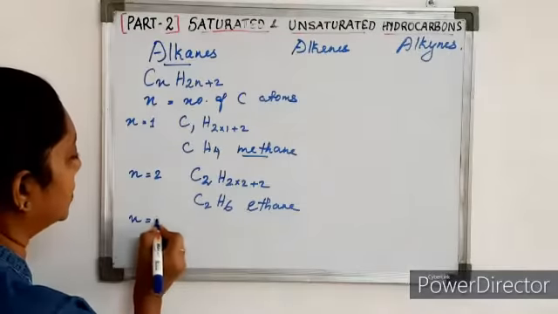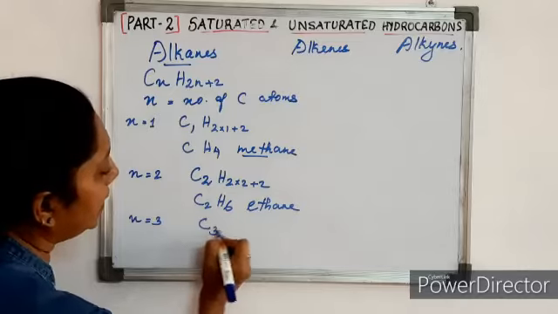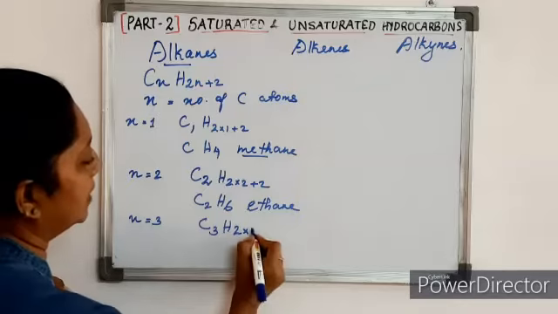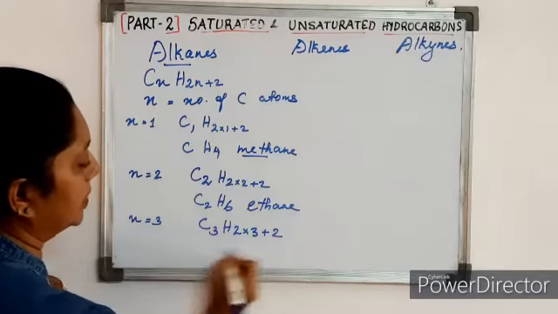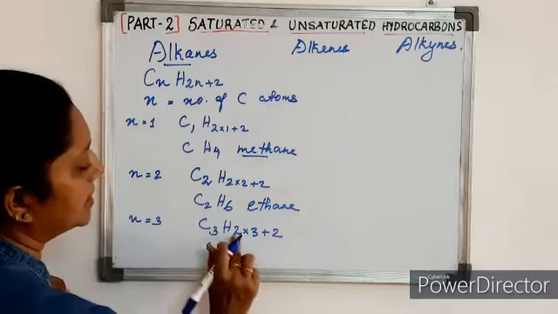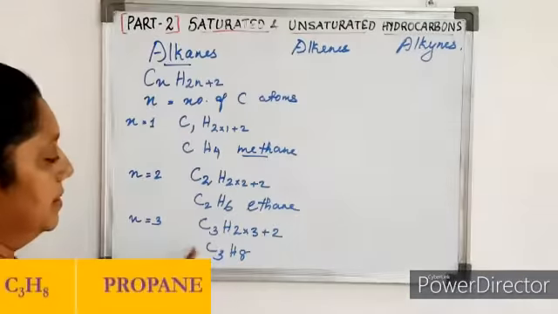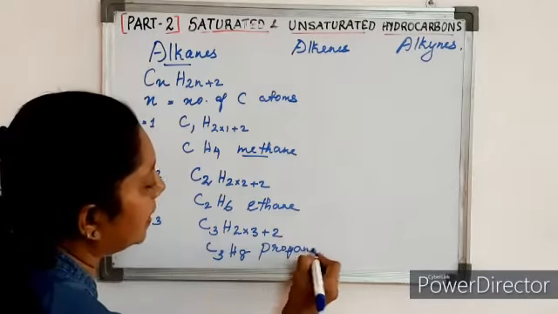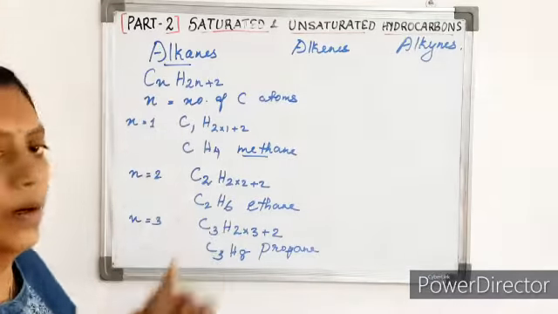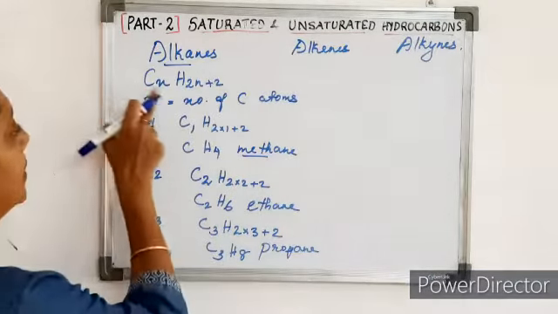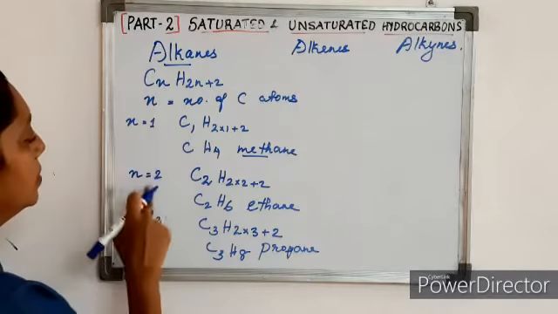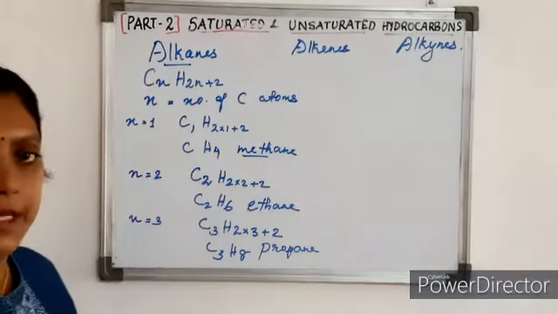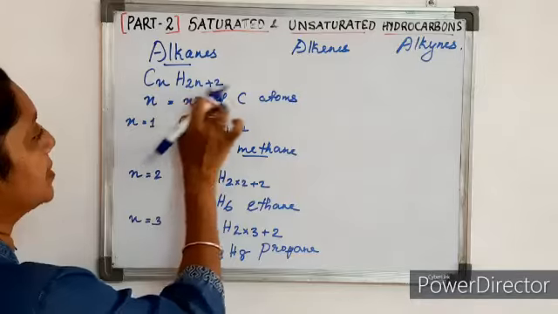When we put n equal to 3, the formula becomes C3H(2 into 3 plus 2), that is C3H(6 plus 2), C3H8. This is the formula for propane. In this way, we can find the formula for all the alkanes. We put the value of n equal to 1, 2, 3, 4, 5 for finding the members of the alkane family. So the general formula is CnH2n+2.